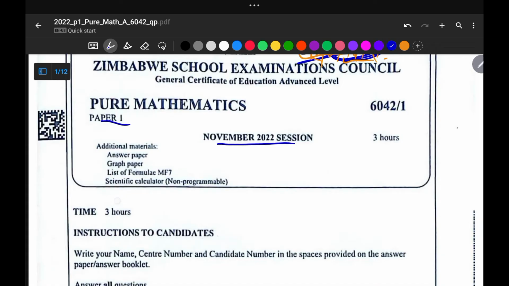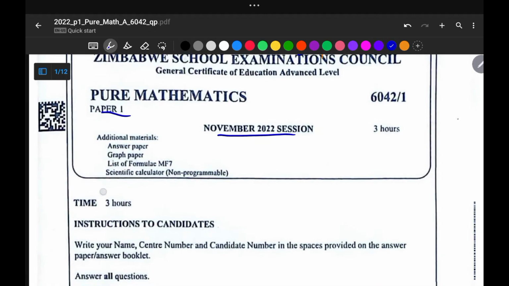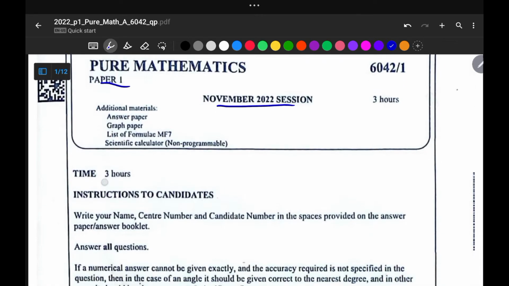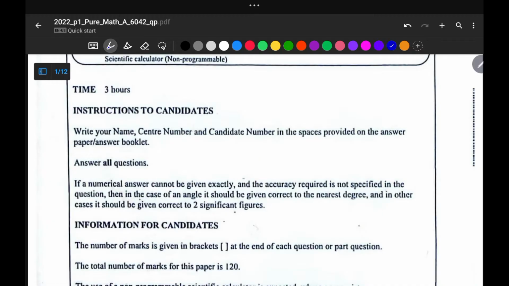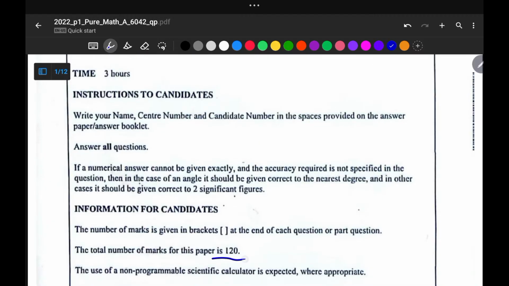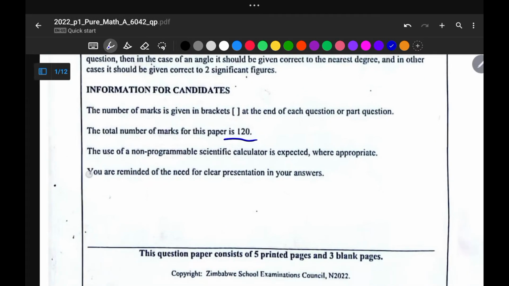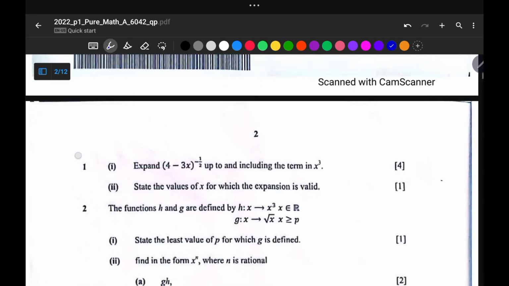Just make sure every time you open this question paper, you read these instructions to candidates. In this question paper, we are required to answer all questions, and if a numerical answer cannot be given exactly, and the accuracy required is not specified in the question, then in the case of an angle, it should be given correct to the nearest degree, and in other cases, it should be given correct to two significant figures. This question paper carries a total of 120 marks. So let us move on to the first question.